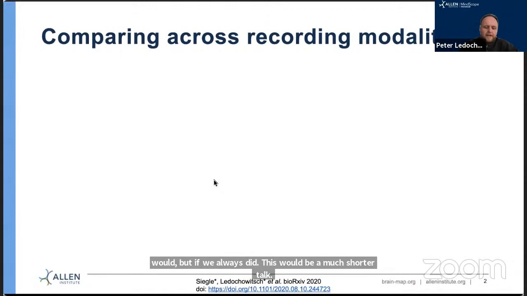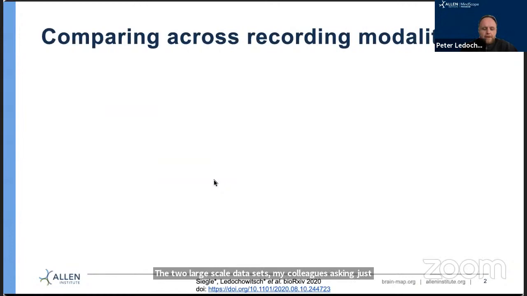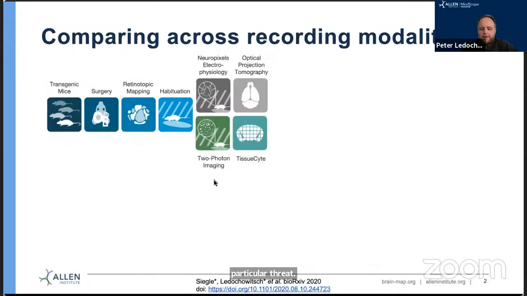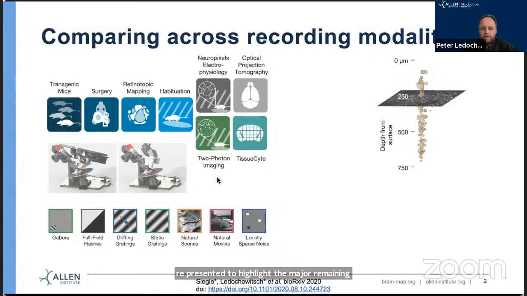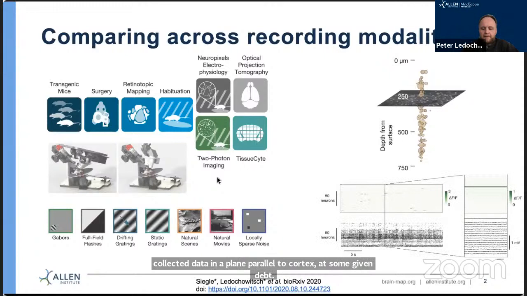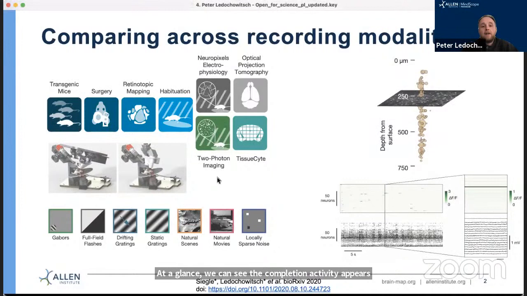The two large-scale datasets my colleagues Saskia and Josh introduced, each collected with a different recording modality, put us in a unique position to pull on that particular thread. The experiments were standardized as much as was under our control. All animals went through a similar pre-processing pipeline, the geometries of the recording rigs were similar, and the same visual stimuli were presented. To highlight the major remaining differences, though, the Neuropixels probes recorded data along a column normal to the cortical surface, while 2P collected data in a plane parallel to cortex at some given depth. At a glance, we can see that population activity appears to be much more sparse when viewed through the lens of 2P imaging, and electrophysiology samples much faster in the time domain.